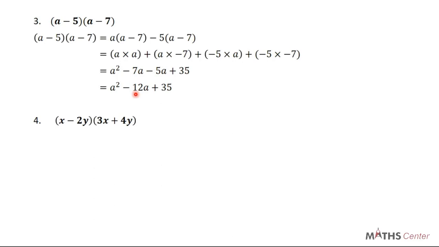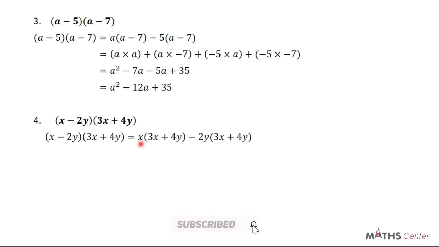Let's take the next example. We have x minus 2y in one bracket, then 3x plus 4y in another bracket. So as usual, we distribute what is in the first bracket over what is in the second bracket. So we take the first term, which is x, is going to multiply everything in the second bracket. Then you take the second term, which is minus 2y, and is going to multiply everything in the second bracket.